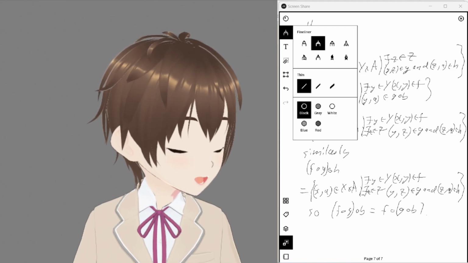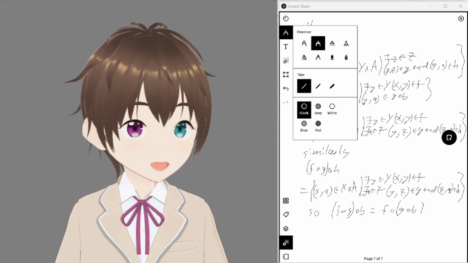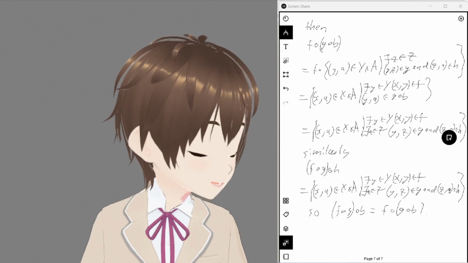Okay. So now we've got that. The one last thing I want to talk about before we actually get to the properties is the inverse thing.